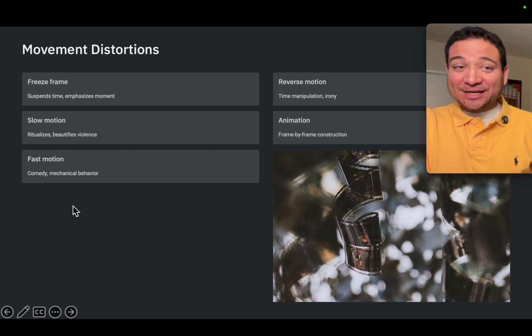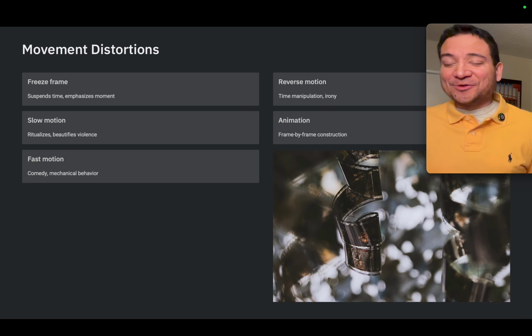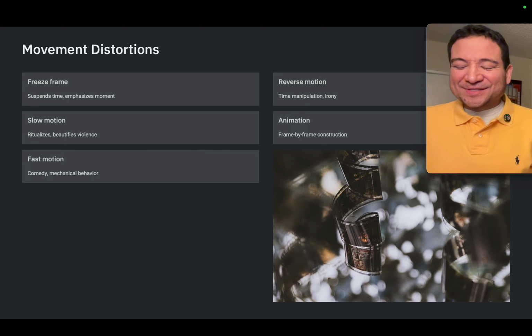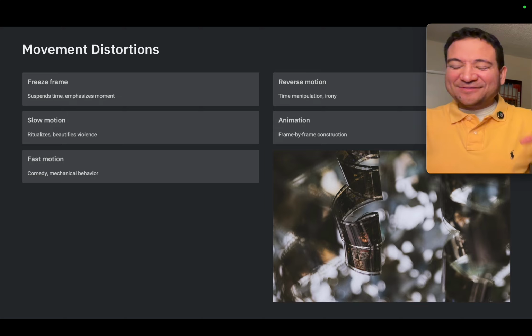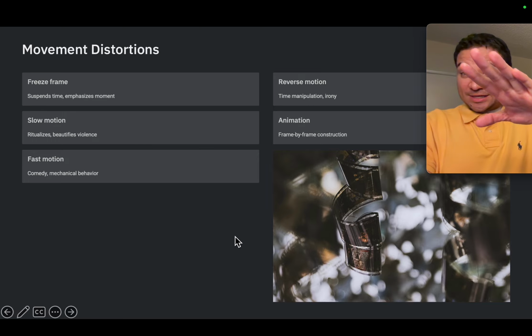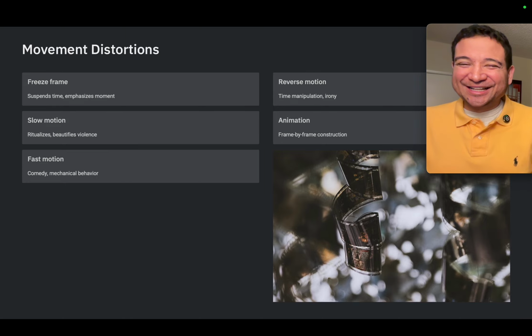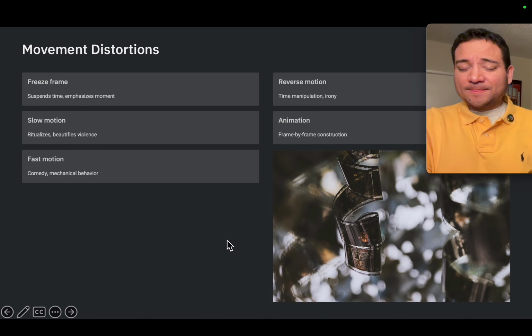Of course, when there are fast motion movement distortions, then they can be comedic or mechanical. I can't help but think of the old silent films, or even the Three Stooges, right? When they have this comical behavior. Another one, reverse motion, when we see things move back in time, the time is being manipulated. Or even another one, frame by frame construction, sometimes in animation.